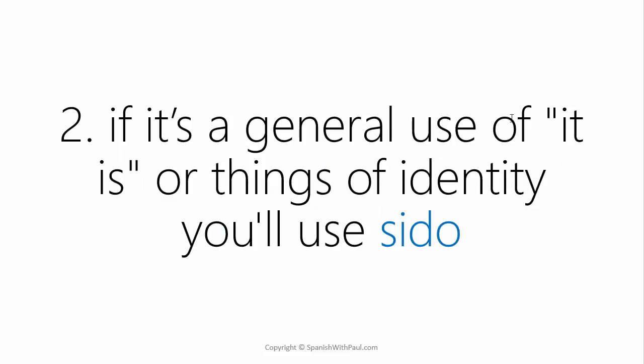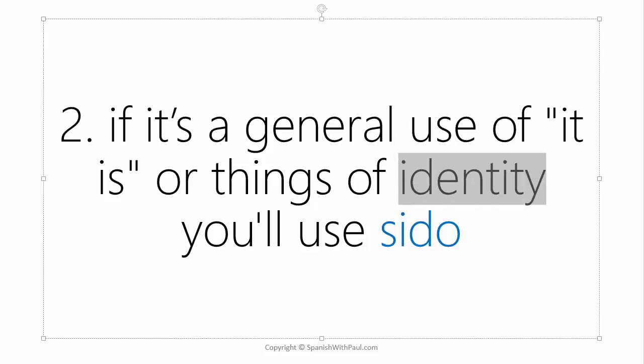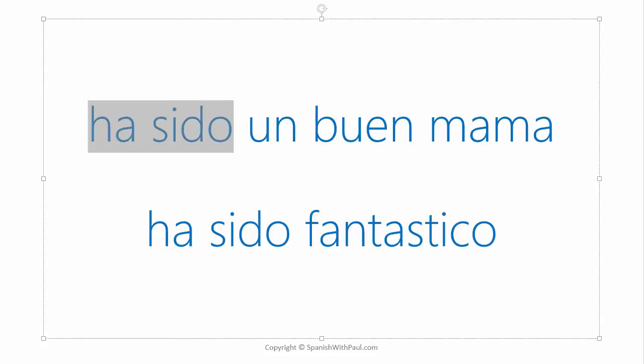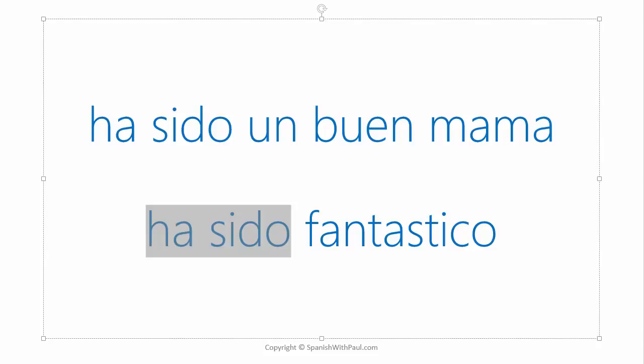But if it's a general use of "it is," like "it's fantastic" or whatever, then you're going to go over to the ser side. And of course, anything to do with identity. These things now, if you're saying "been," you're going to use sido and not estado. So, for example, ha sido una buena mamá, this is identity. So, she's been a good mother. Or it's been fantastic, ha sido again, because this is generally es fantástico, so ha sido fantástico. So just watch out for it.